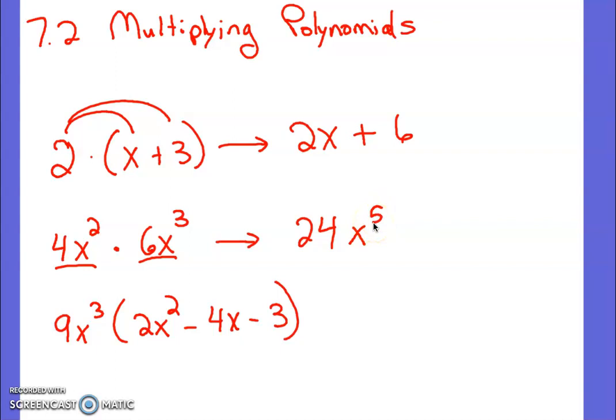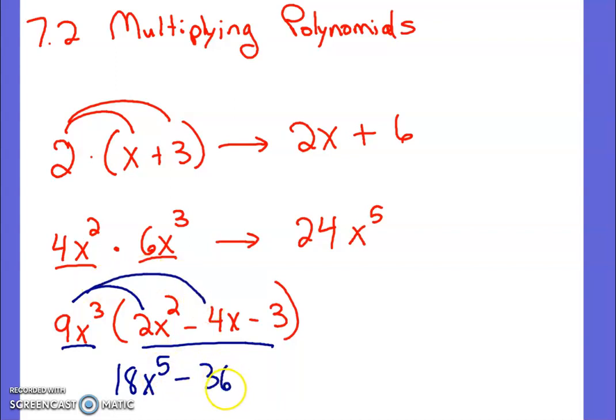And so on this last one, we have a monomial right here, and we're going to multiply it by a trinomial. Well, we just use the distributive property. So this is 18x to the 5th power. Remember to add those exponents. And then minus 36x to the 4th power. Remember to add those exponents. And then minus 27x cubed. And just as a side note, remember the answer is in descending order. Always write your answer in descending order.